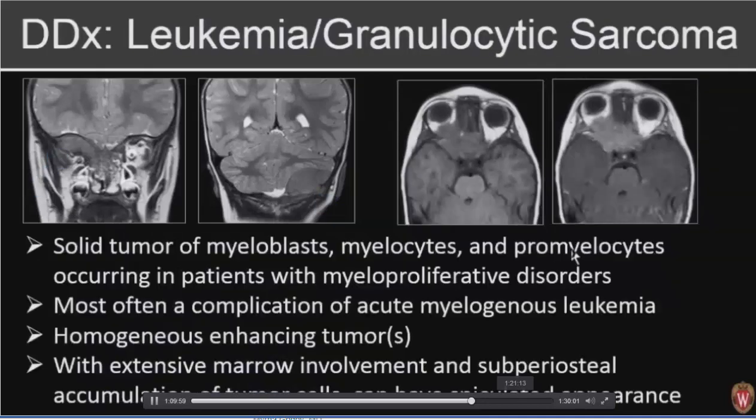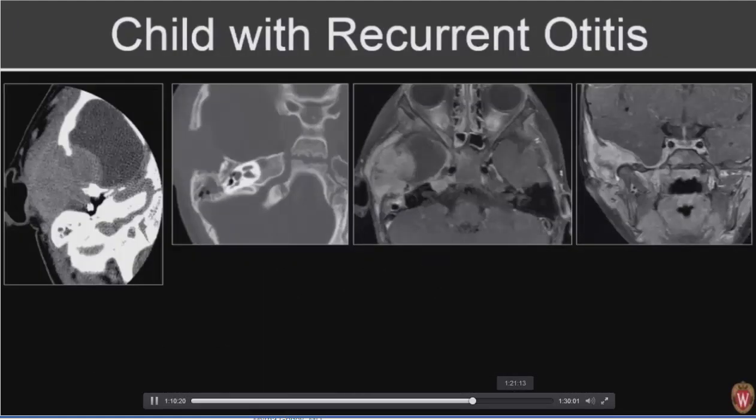And so this patient actually was diagnosed with leukemia and had essentially granulocytic sarcoma. And essentially it's the multifocal nature of this disease process that can steer you in that direction in terms of leukemia. There's extensive marrow involvement, and you can actually have a very spiculated kind of appearance on our bone windows.